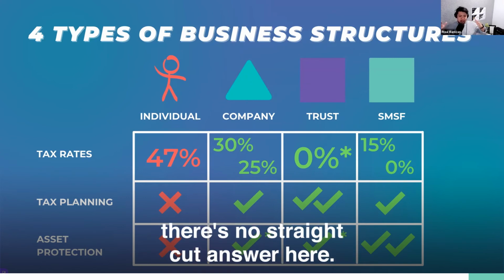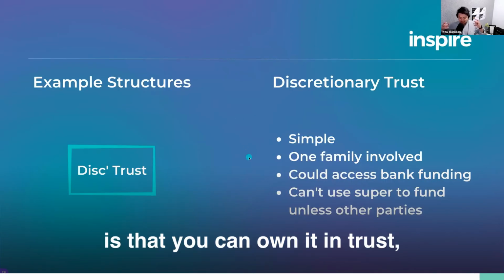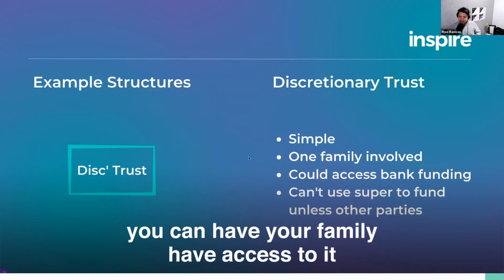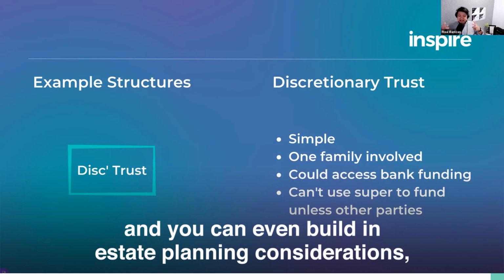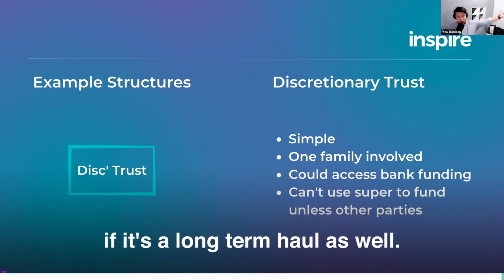Again, there's no straight-cut answer here, but that's what keeps a discretionary trust simple, is that you can own it in trust, you can have your family have access to it, and you can even build in estate planning considerations, who's going to be controlling those assets if it's a long-term hold as well.